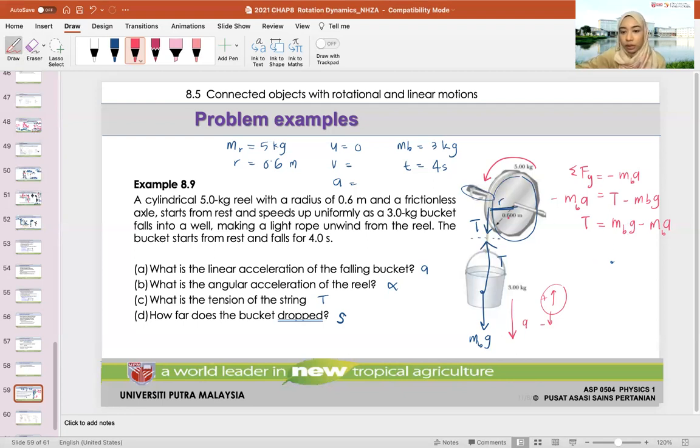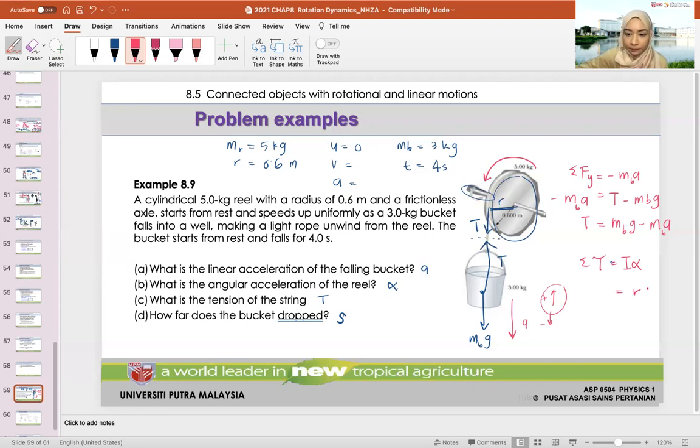The next one, we have torque. So net torque is going to be equal to I alpha. This is my condition. It is rotating anti-clockwise, therefore it's positive. What is in my free body diagram? I have one tension only. The other side, there's nothing. Assuming there's nothing.